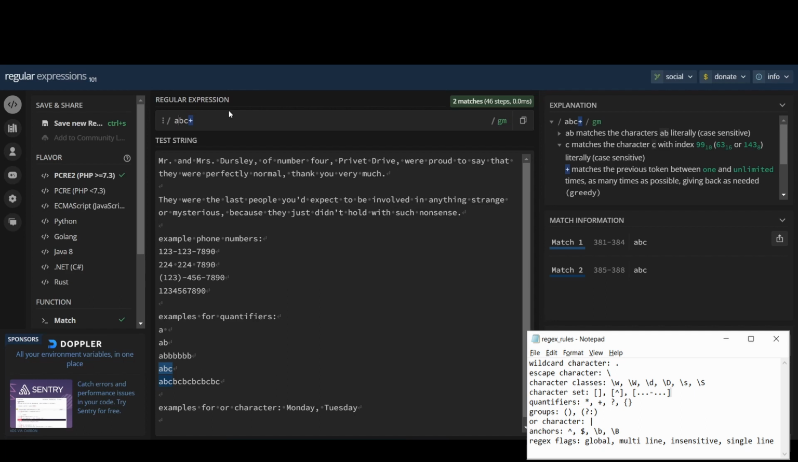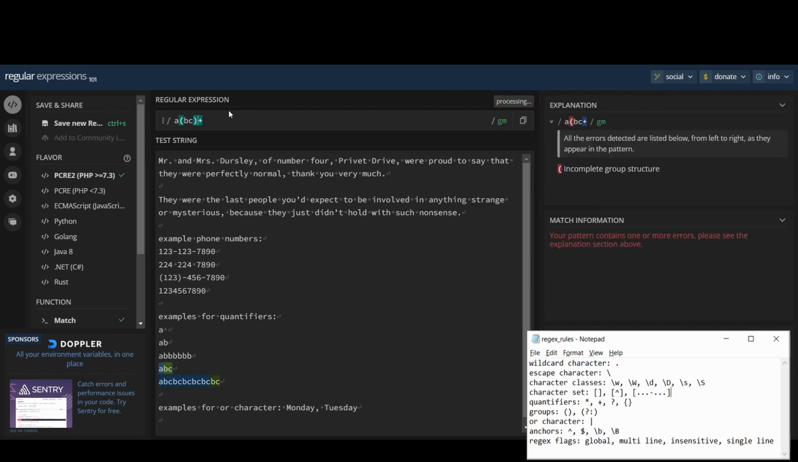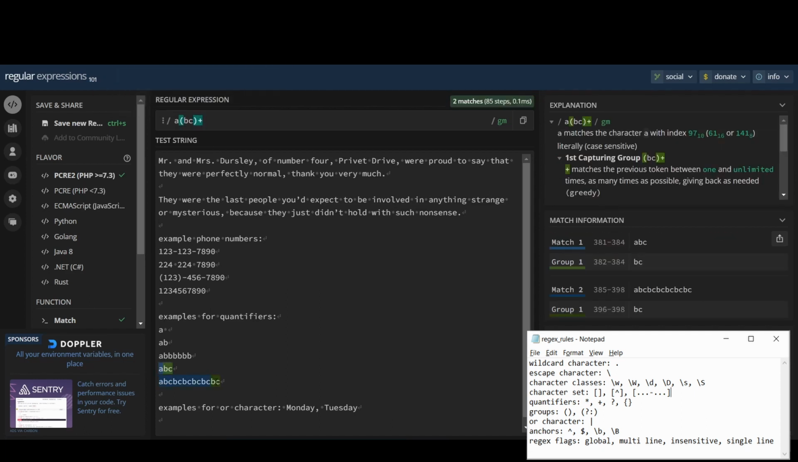We can put letter B and C into a group by using open and close parentheses. In this case, we are finding 2 matches, ABC, but also ABCBCBC. And if we look at the match information on the right, you can see that we are finding 2 matches. But in this case, not only the match information is produced, we are going to produce the group information as well. This group information can be very useful sometimes.